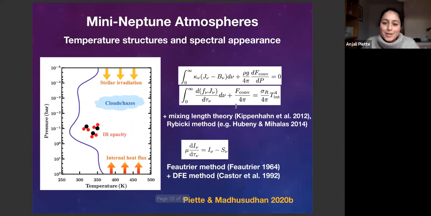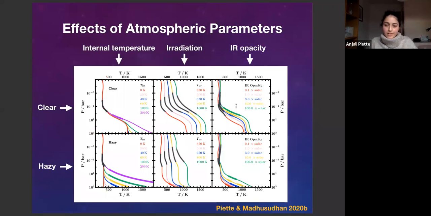I won't spend too long on the messy equations, but I just wanted to put this up in case anyone's interested. The main message is that the methods we're using to solve radiative transfer and radiative-convective equilibrium are the algorithms used for stellar models. So we're using the Rybicki method to solve the equations of radiative-convective equilibrium, and the Feautrier method and the discrete finite element method for the radiative transfer. These are direct solutions to the equations, and we solve them to the second order. So they're robust calculations.